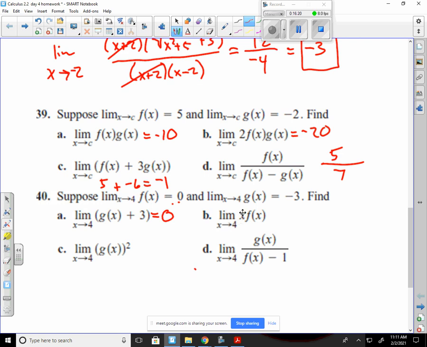Part B, it's x times f of x, that's 4 times 0, which is 0. For C, it's g of x squared, so that's just negative 3 squared, which is 9. And for D, negative 3 over 0 minus 1, negative 3 over negative 1 is positive 3.